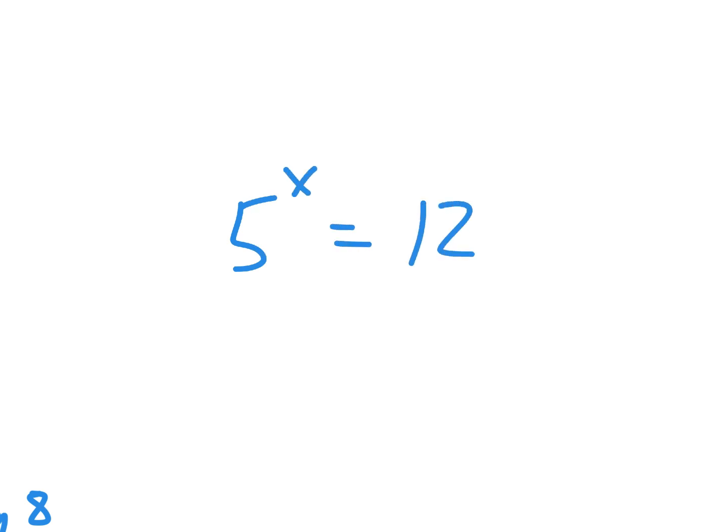5 to the x equals 12. Solve it by bringing in an ln on both sides. I'm just moving this 12 over a little bit, so there's room to put an ln in on both sides. Bring in log base e. And I'm okay with you using ln because it is a lot less letters to write. It's faster to write ln. Okay, I brought in ln. Now what?